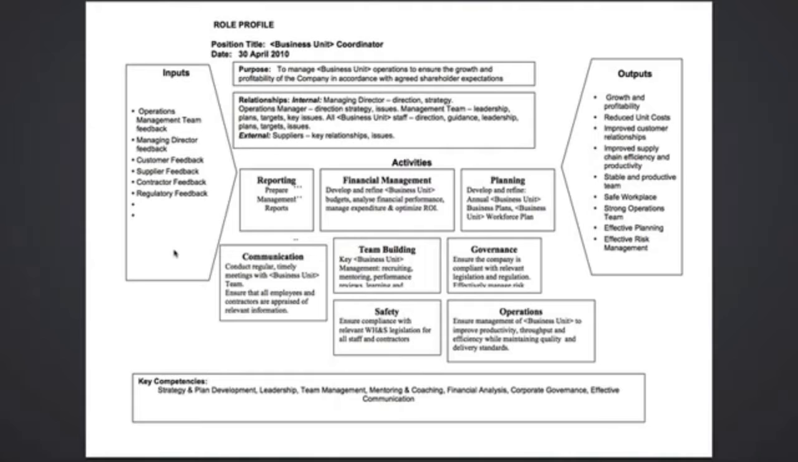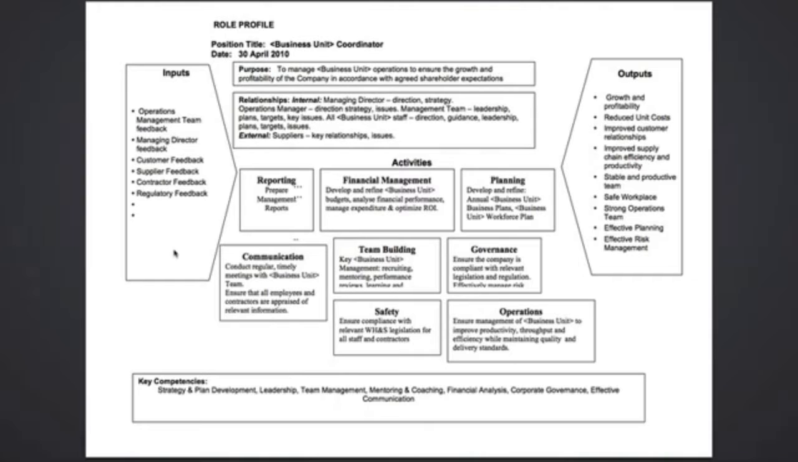Once you've defined the outputs, then it's relatively simple to go through and define the key activities. What I tend to do is look at them and come up with those headings that you can see there, like reporting, financial management and planning. Then once I've got those large headings mapped out, I go through and fill out the detail. For financial management, we add in things like governance to ensure the company is compliant with relevant legislation and regulation.